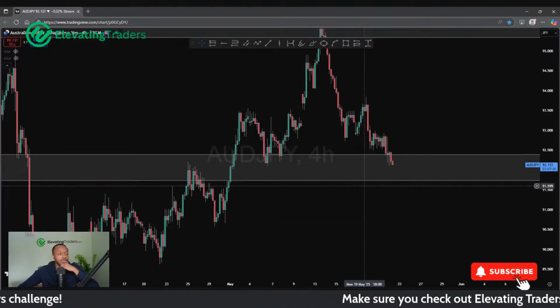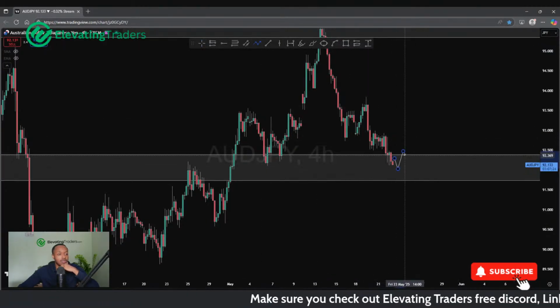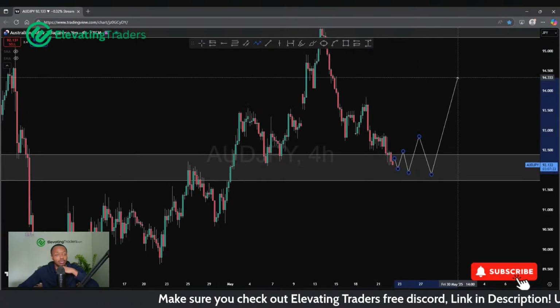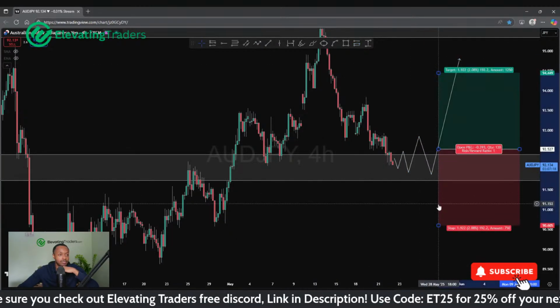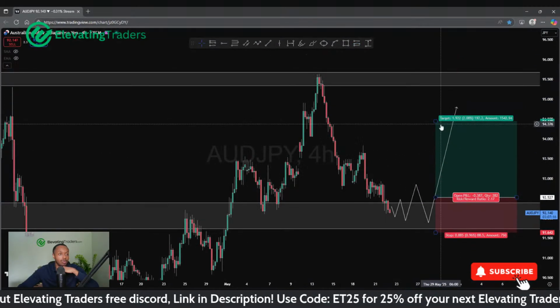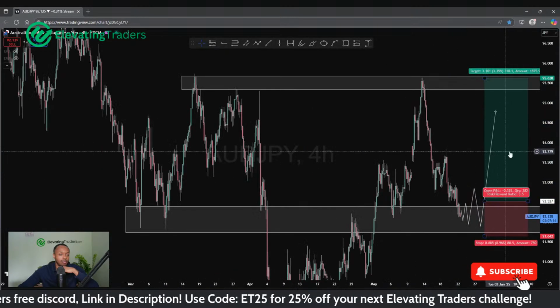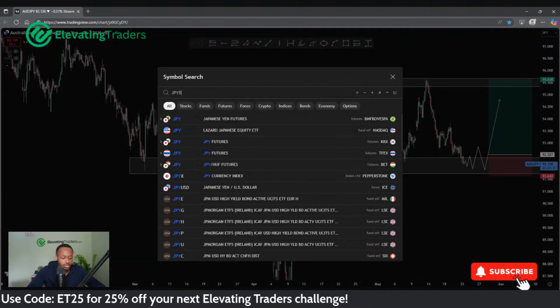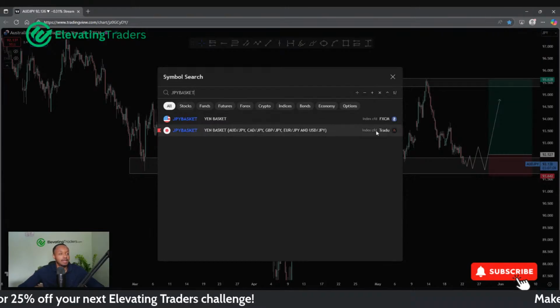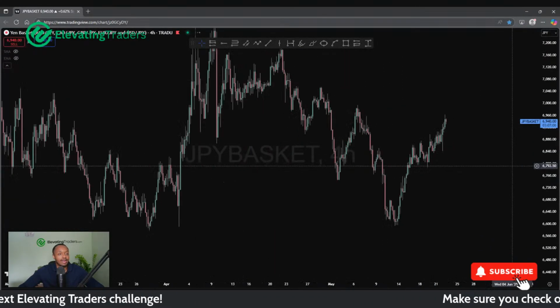But let's say if we can start to respect lows, maybe see a nice shift in momentum, maybe a nice double bottom, that's something I'll be looking for in terms of an entry. Stops below the low and targets back to where we came from. So I still am looking for that swing, but interestingly enough, the yen isn't really playing ball right now.